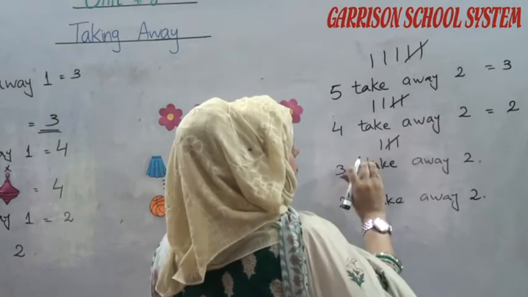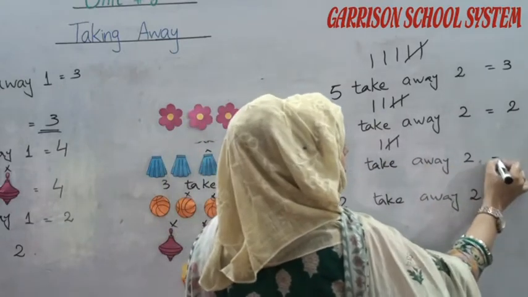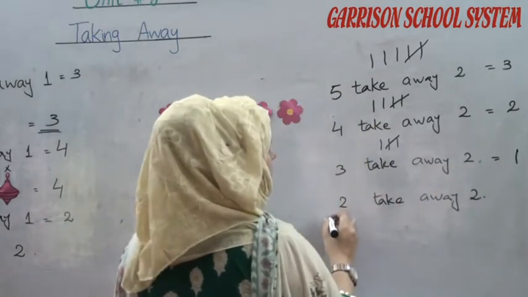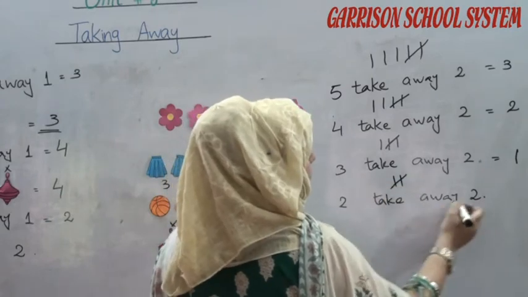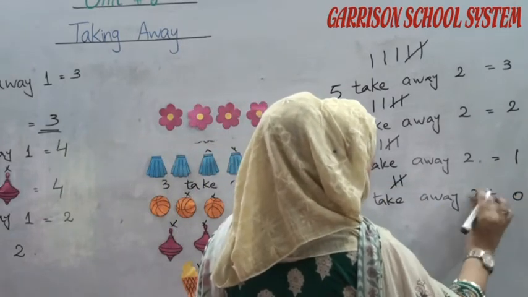So there is 1, 2, 3. We have taken away 2. 1 is left. So we will be left with 1. We have 2 and we have taken away 2. So we will be left with 0.